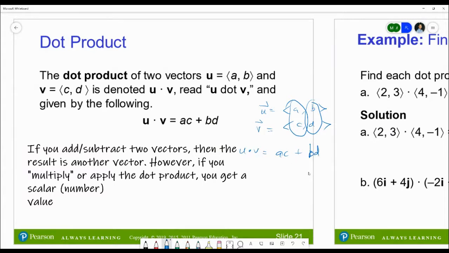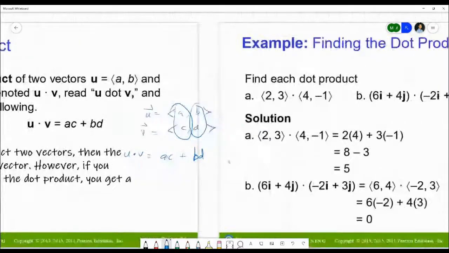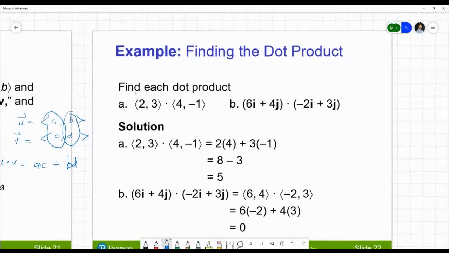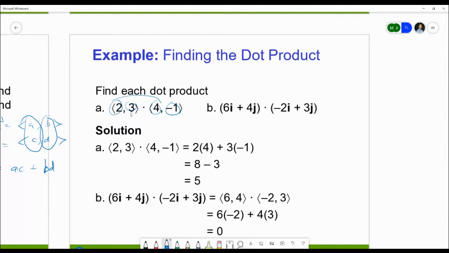Now, what does the dot product give us? Well, the dot product actually gives us the angle between the two vectors. And we're going to demonstrate that later on. To find the dot product, all you have to do is multiply the respective numbers. So here we have 2 times 4 plus 3 times -1. So we get 5. You see here, this is a scalar value.